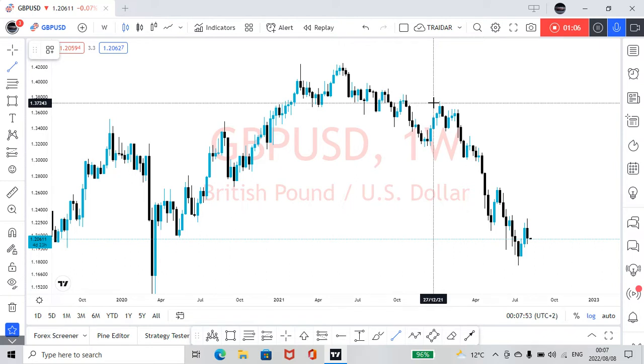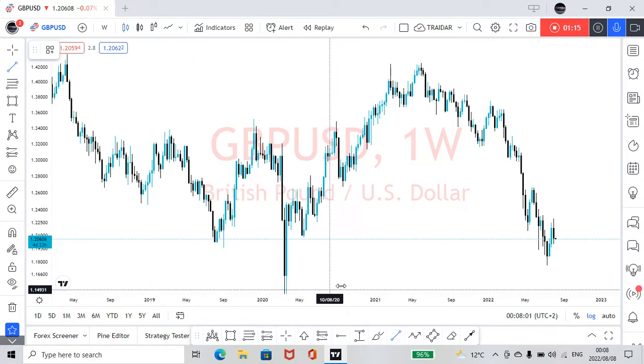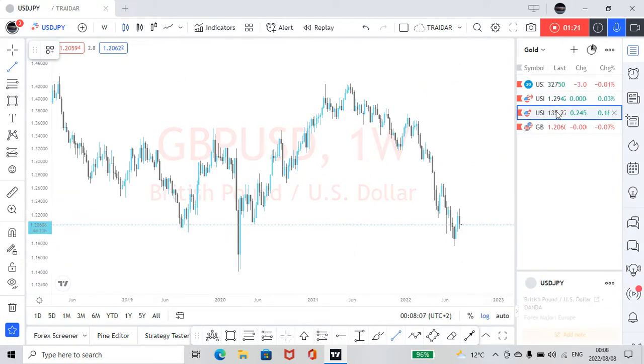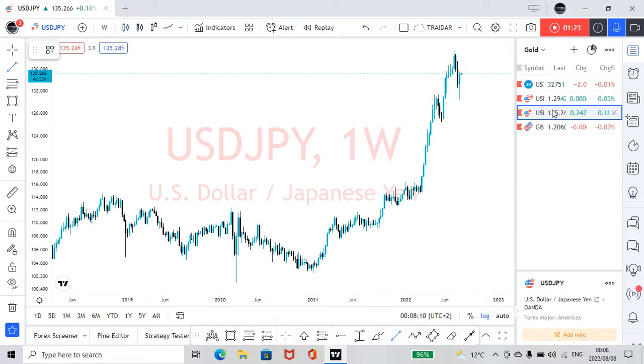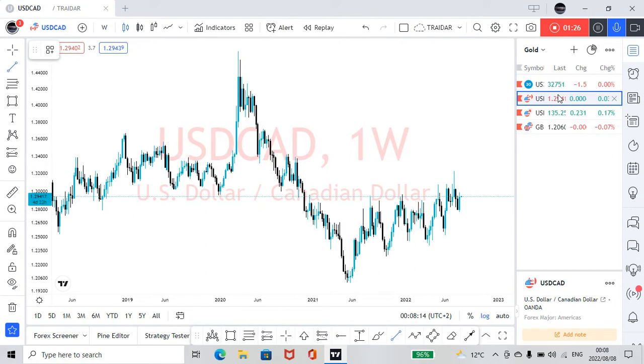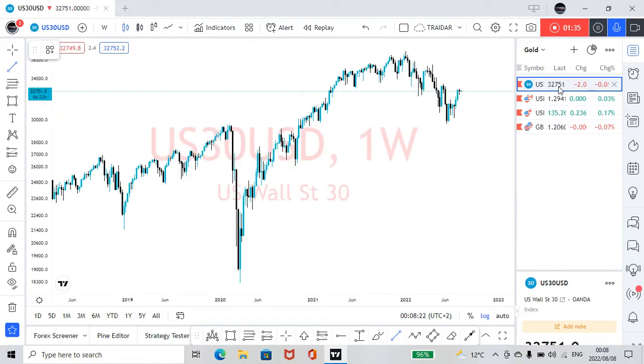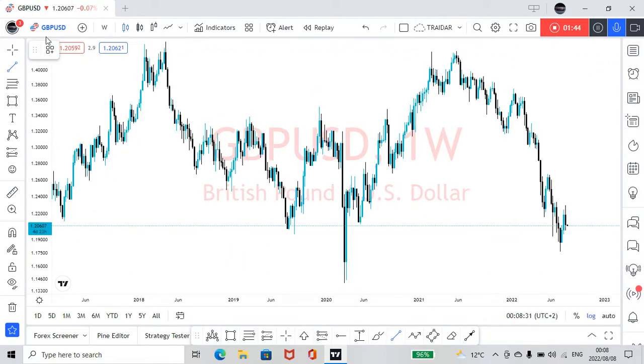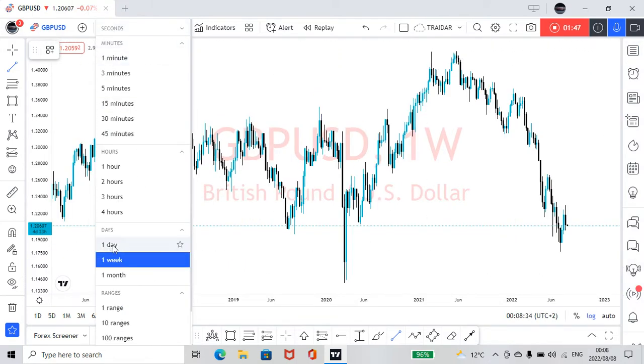Well, the trend is bearish on a weekly. That applies on GBPUSD. The trend is bullish on USDJPY. The trend is bullish on USDCAD. The trend is bearish on US30. So right now, we'll have to dive into detail, and I don't want to waste too much more time. Let me go straight to our daily.